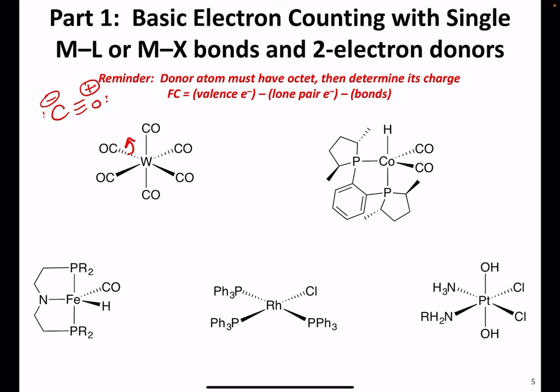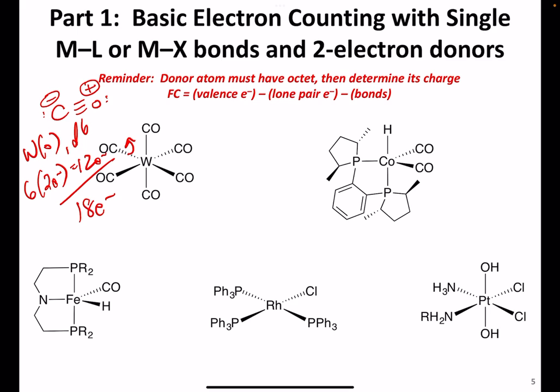The negative and the positive cancel out, and carbon monoxide is a neutral 2-electron donor. That means that the tungsten center then is tungsten 0, which is d6. You have now 6 2-electron carbon monoxide donors for 12 more electrons. 6 plus 12 electrons, this is an 18-electron compound.